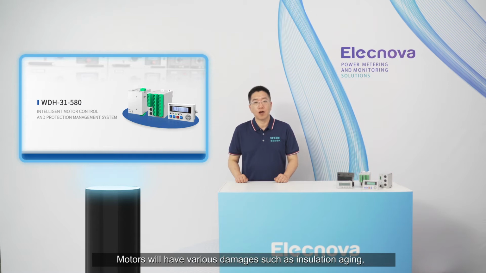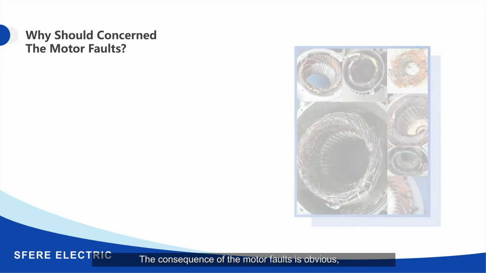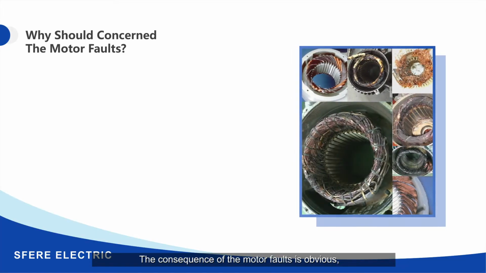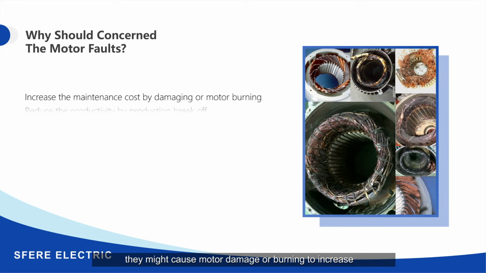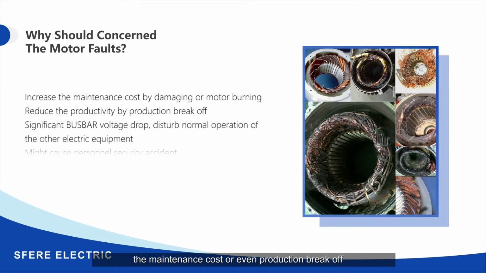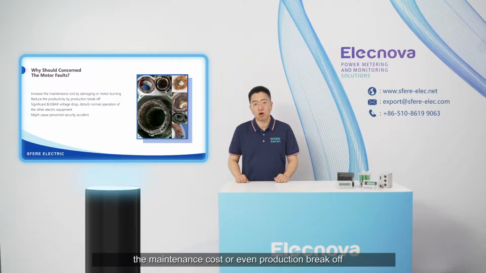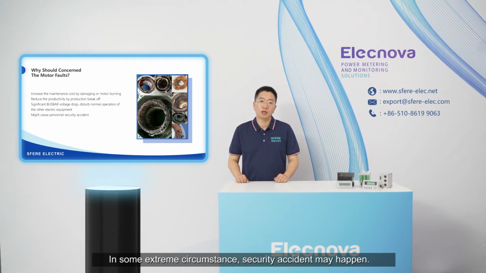Motors will have various damages, such as insulation aging and mechanical damages caused by the influence of the grid and the load side. The consequence of the motor faults is obvious. They might cause motor damage or burning, increasing the maintenance cost or even causing production break-off and decreasing productivity. In some extreme circumstances, a security accident may happen.